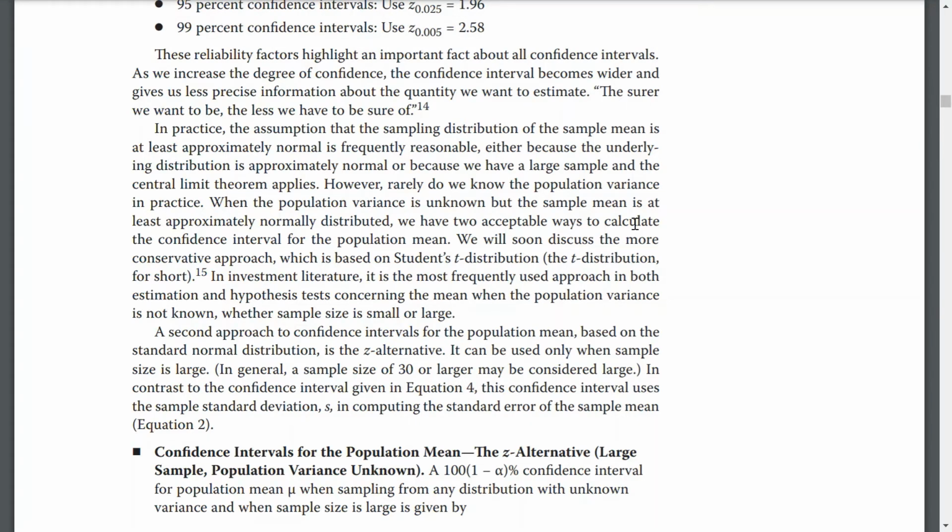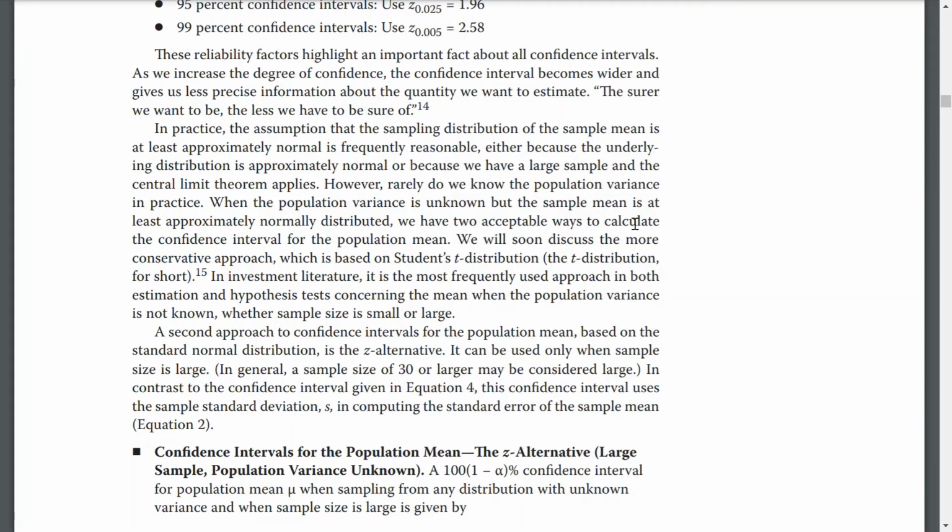In practice, the assumption that the sampling distribution of a sample mean is at least approximately normal is frequently reasonable, either because the underlying distribution is approximately normal or because we have a large sample and a central limit theorem applies. However, rarely do we know the population variance in practice. When the population variance is unknown, but the sample mean is at least approximately normally distributed, we have two acceptable ways to calculate the confidence interval for the population mean.